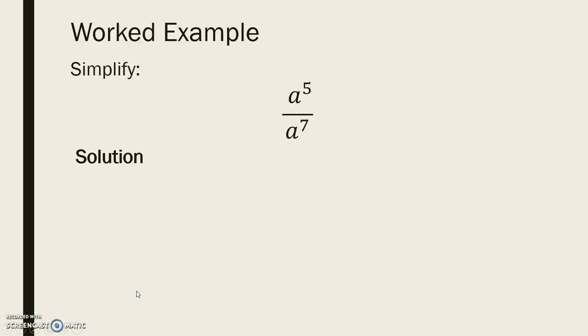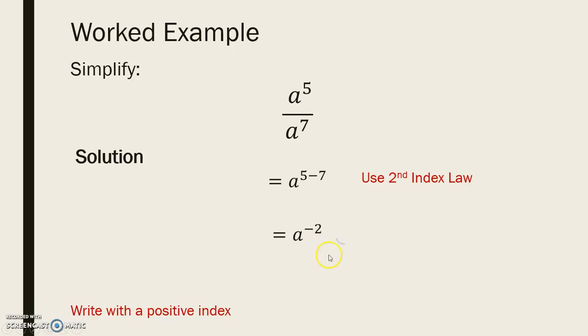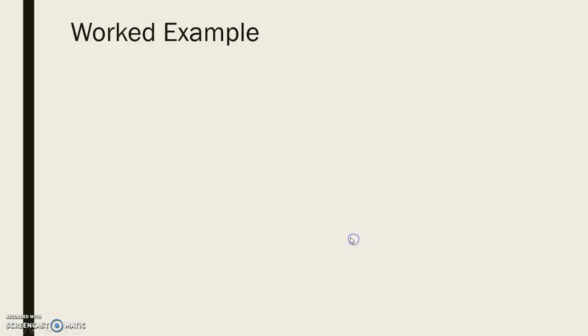So here's an example. A to the 5 divided by A to the 7. So we can use the second index law here, because we're dividing with A as the common base. So it becomes 5 take 7. There we are. That gives us A to the negative 2. Now, using the fifth law, we write it with a positive index by inverting that to the denominator and making it positive. Now, it's preferable to use positive indexes because it allows us to manipulate the algebraic expressions a bit more easily.